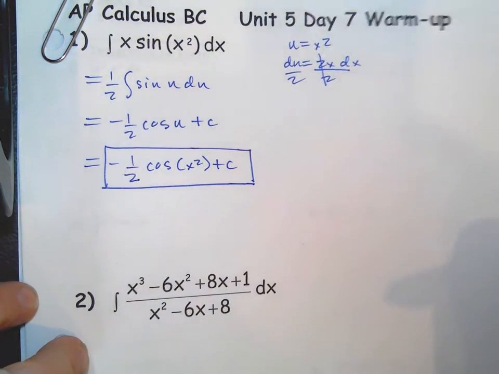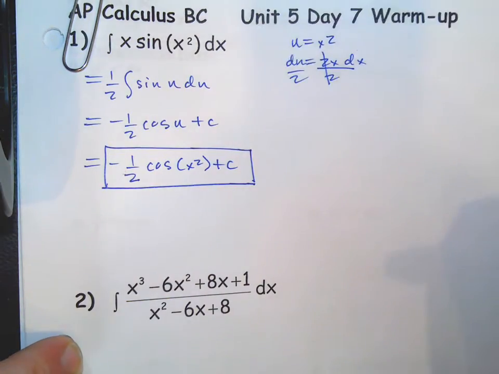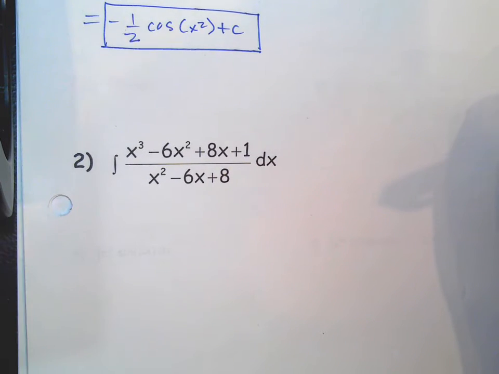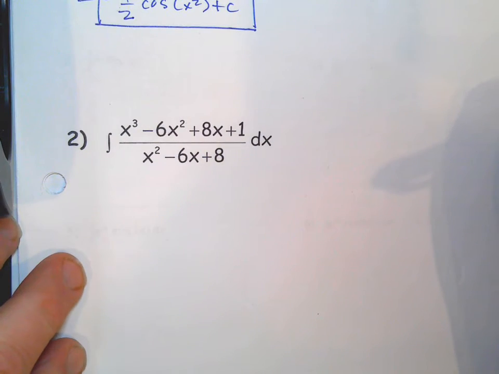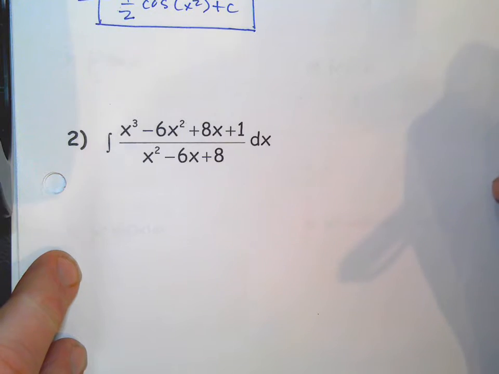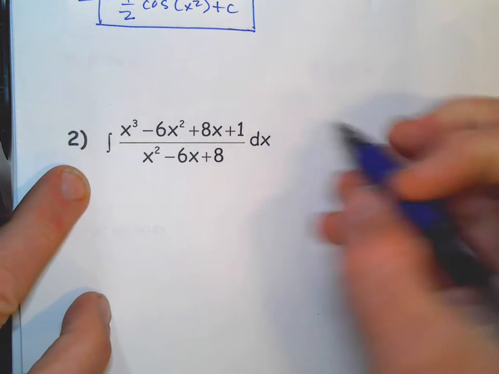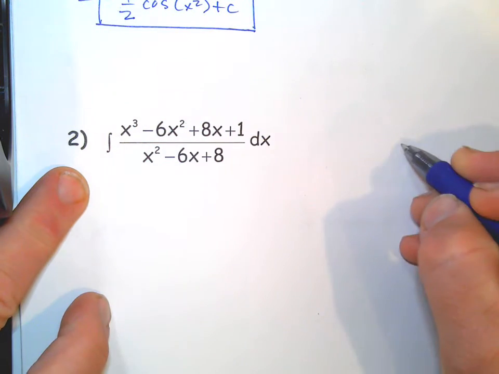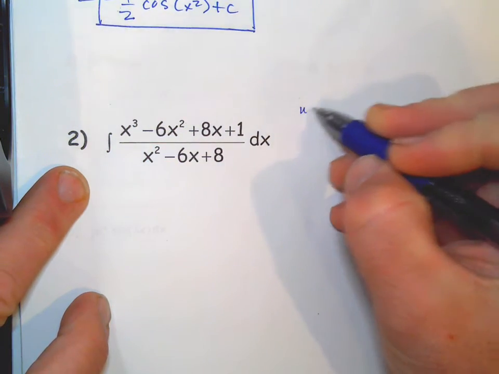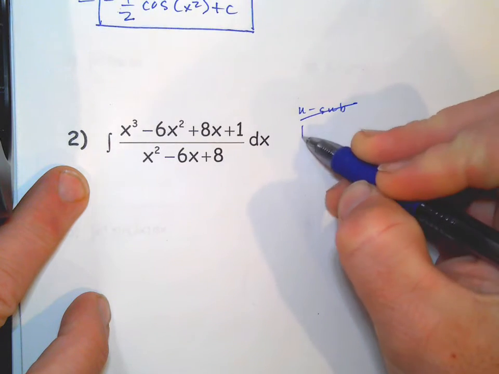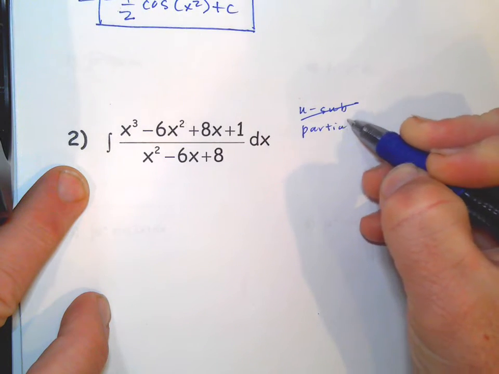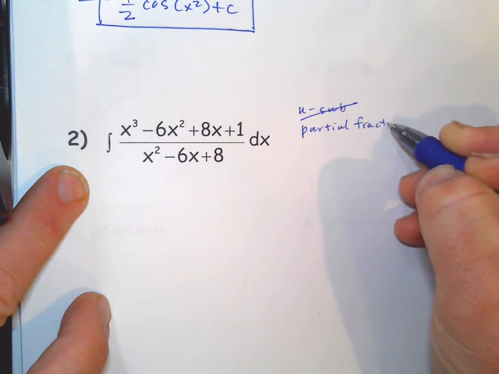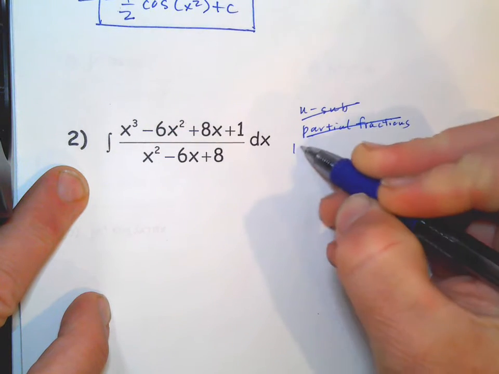Next test is going to have all of these kinds of problems mixed up together, so try easy approaches first. Next one. U-substitution is not going to work, I don't think. No. But consider it. Can't do partial fractions. We're going to have to do long division because the degree of the top is equal to or greater than the bottom. So u-sub doesn't work, can't do partial fractions yet, so we're going to do long division.